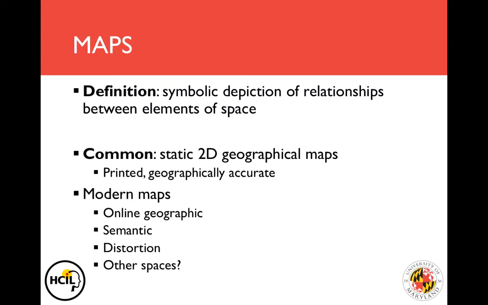But starting with maps, these are symbolic depictions of relationships between elements in space. We often think about them geographically, that there are geographic places and a map is going to show us their relationship to one another. These are commonly done as static geographic maps. These are super common. Obviously, you have worked with these both printed and online. But there's all kinds of maps that are out there to show information that sometimes doesn't include any geographic information, or if it does, that can be skewed.